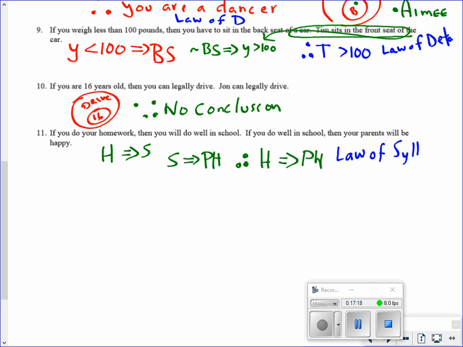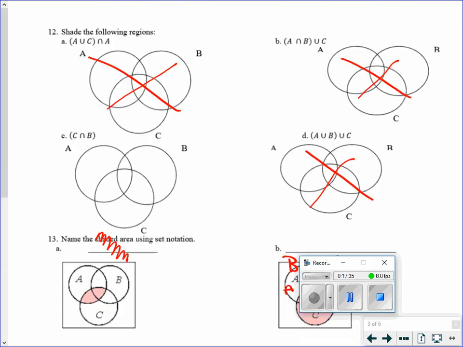If you take a look at the result here, it was still a conditional statement. If it was that, hey, my parents are happy, or that I did my homework, if at some point it said, hey, you do your homework, then my conclusion would have been, hey, my parents are happy. That's the law of detachment, though.